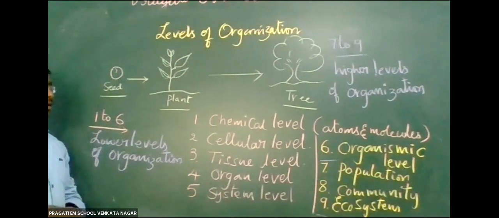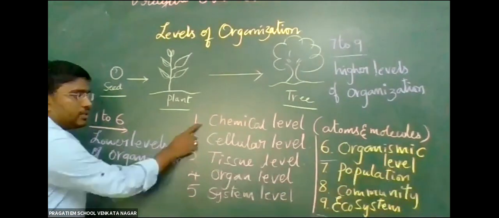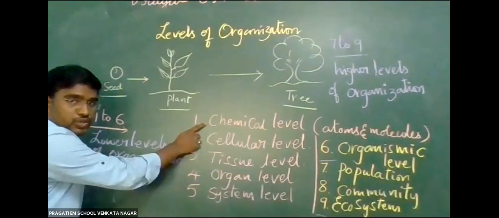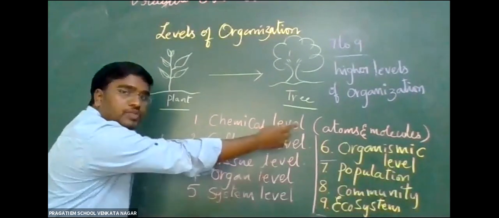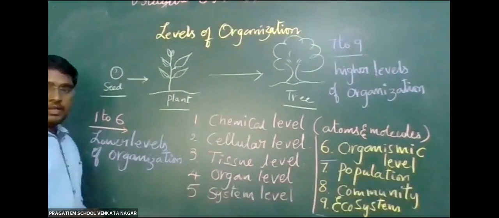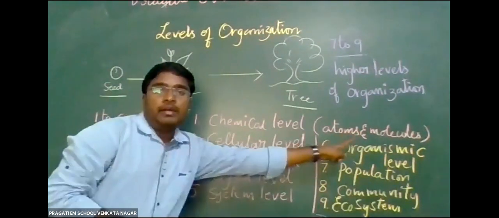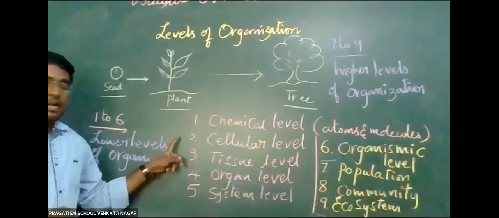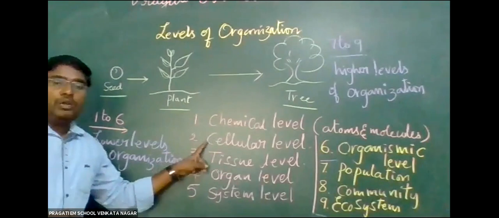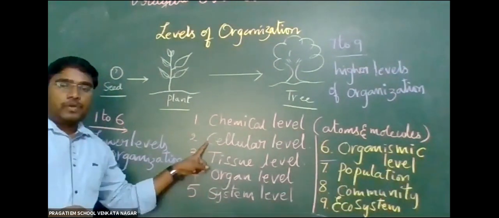In the last class, we discussed the chemical level of organization, children. We discussed atoms and molecules, isn't it? Now, let us discuss the cellular level of organization, that is about the cell.